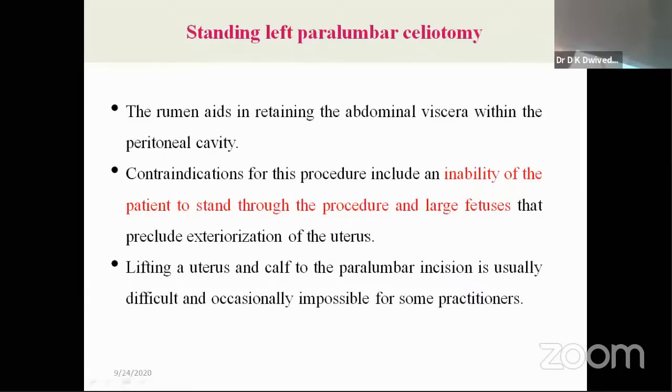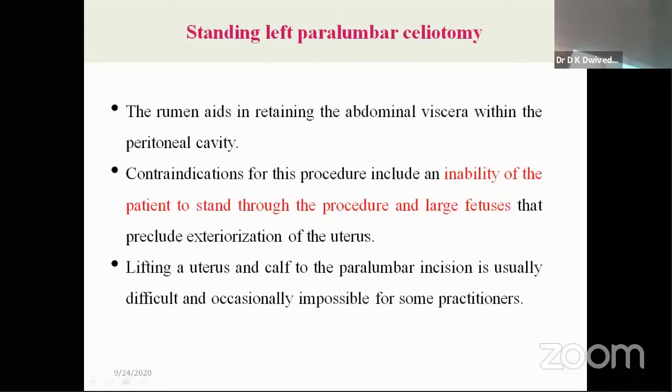Now, the contraindications for this procedure include the inability of the patient to stand throughout the procedure. Sometimes patients are very weak or exhausted. In that condition, if you opt for this standing left paralumbar ciliotomy approach, you may see the animal fall down or become recumbent during your surgical procedure. That may lead to contamination of the abdominal cavity. So if the animal is unable to stand, you should not opt for this standing approach.